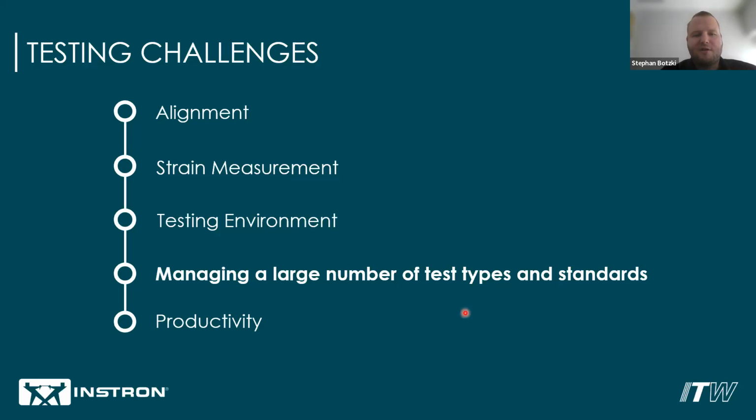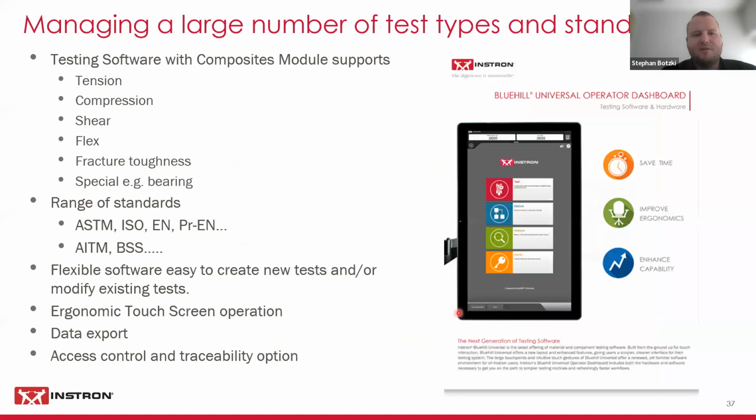Now, managing large numbers of test types and standards. Software needs to be powerful. In our Blue Hill Universal software, for example, we have a composite module with all these different testing standards that we talked about. Most of them are included in our module, so you already have the testing methods set up. Your test frame is already configured in terms of how fast to go, what to measure, and all these different things that need to be set up. It covers a range of different standards.